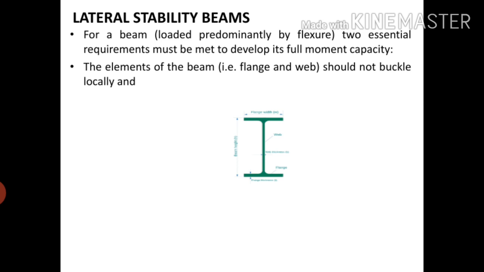What is the first condition? The elements of the beam. Elements of the beam means the flange is one element and the web is another element. So the elements of a beam should not buckle locally. After loading, these elements of the beam should not buckle locally for its full moment capacity. If they buckle, then their stability gets distorted.